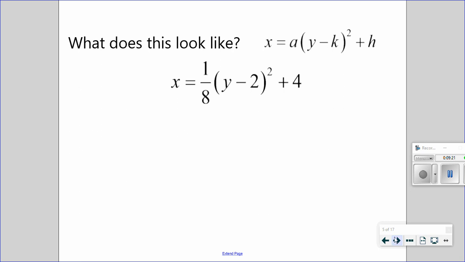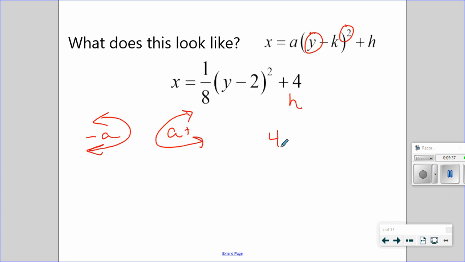Okay, so this is an x equals, and we have a y squared. So that means they're going to open to the left when A is negative. They're going to open to the right when A is positive. Your H is 4. Your K is 2. So that's your vertex. We're going to do the same thing with the focus and the directrix.